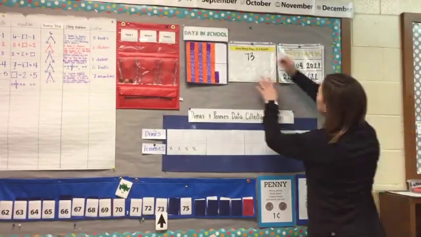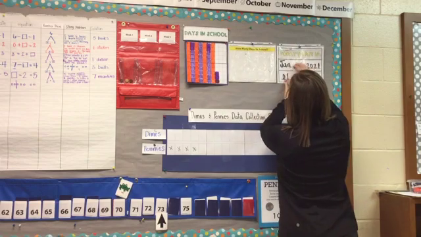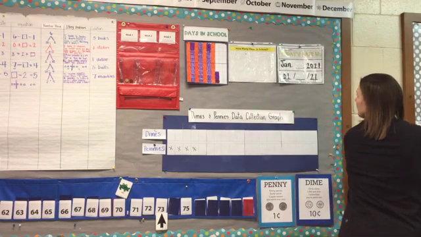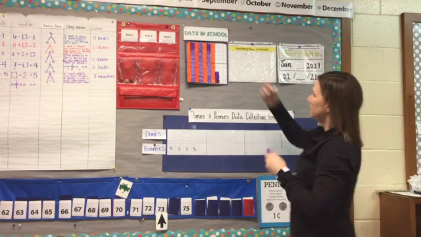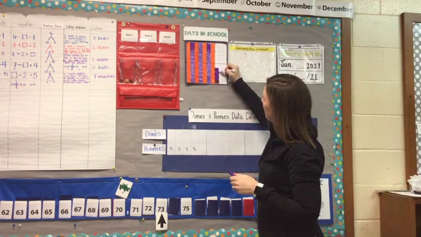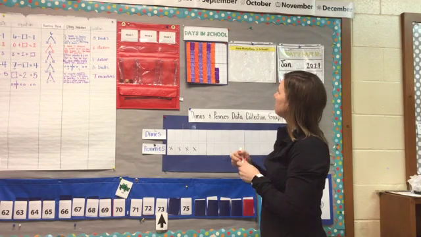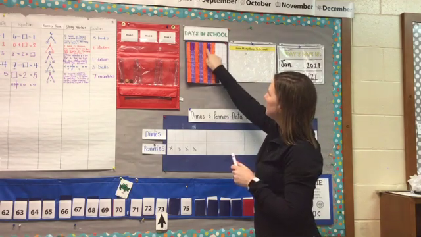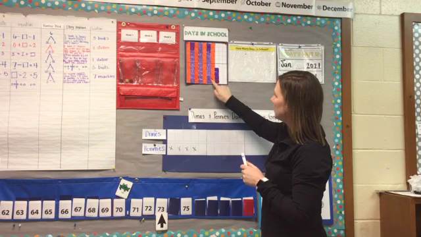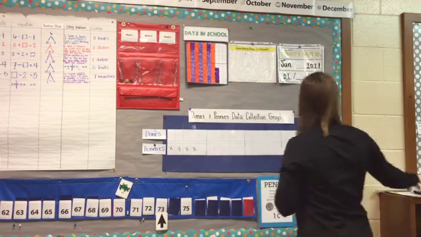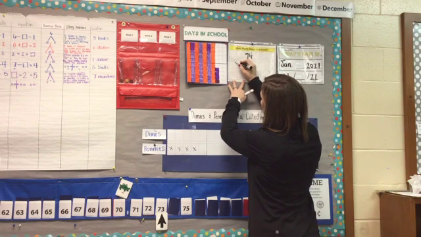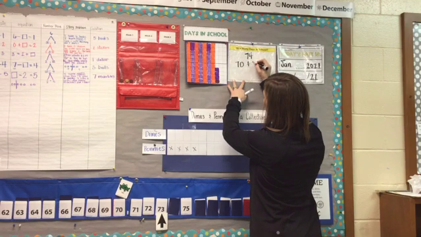Okay, so let's do a little updating over here. So we'll add another day in school. Today is Tuesday. So we have been in school for 50, 60, 70, 74 days. 74 is 70 plus 4.